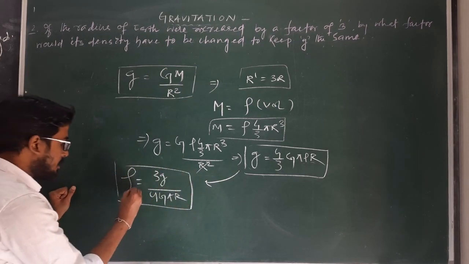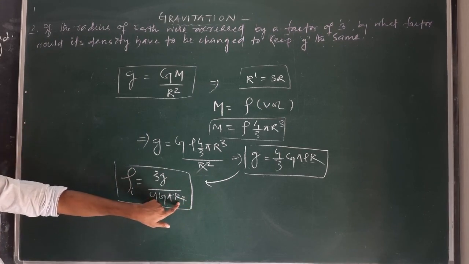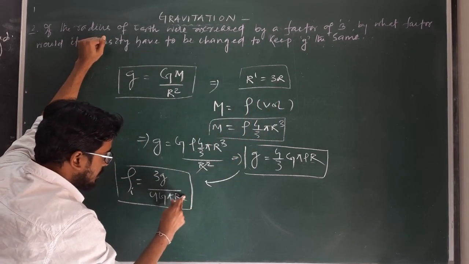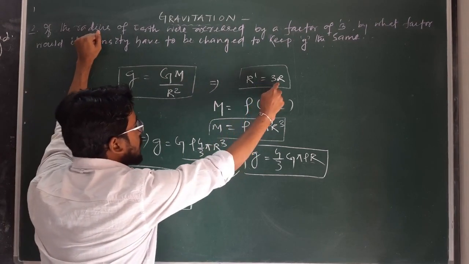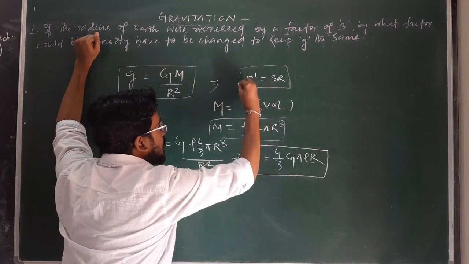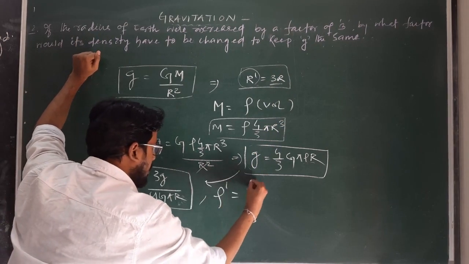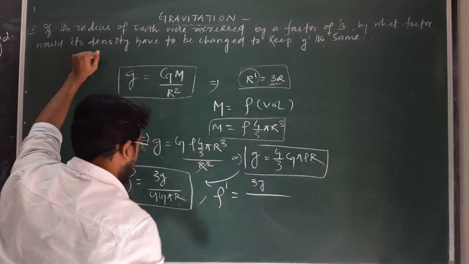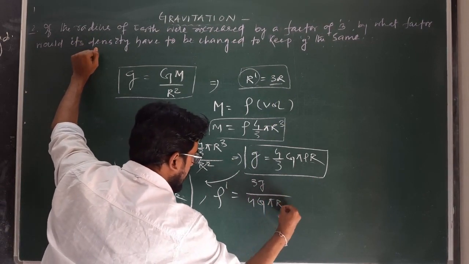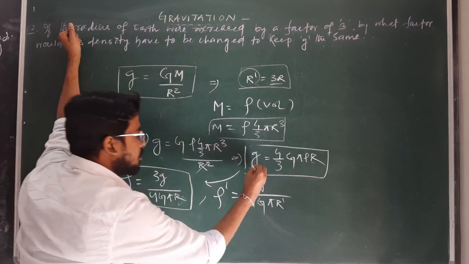So if the initial density is equal to this much, where r is the initial radius of the planet. The initial radius will be how much? R. So when the radius is r, the density is rho, but we have to take the final radius r dash, which is equivalent to 3r. So rho dash will be how much? Rho dash can be written as 3g divided by 4 G into pi r dash. Clear? Because we have to maintain the value of g constant.